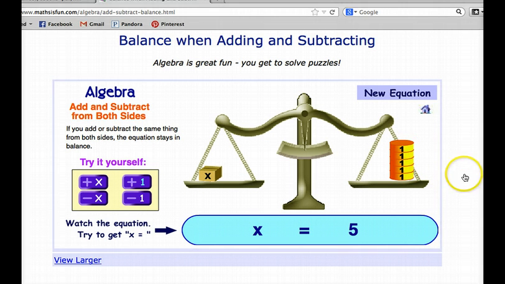And notice there's 5 ones over here and 1 x over here. So this x is all by itself. It's isolated. That's a word we're going to talk about. Your x is isolated, so you know you have your answer, x equals 5. So let's go prove this mathematically.